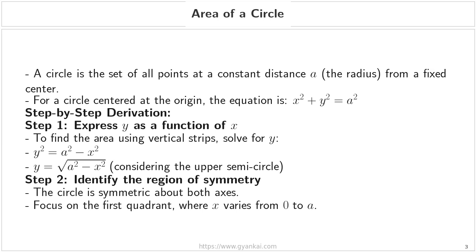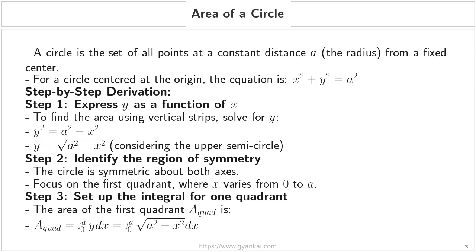Next, in step 2, we identify the region of symmetry. As we discussed in the previous slide, we don't need to integrate the entire circle at once. Because the circle is symmetric about both the x-axis and the y-axis, we can simply focus on the first quadrant. In this region, our x values vary from 0 to the radius, which is a. Finally, in step 3, we set up the integral for just this one quadrant. We'll call this area A sub quadrant. To find it, we integrate our function, y, with respect to x, using the limits from 0 to a. This gives us the integral from 0 to a of the square root of a squared minus x squared, dx.